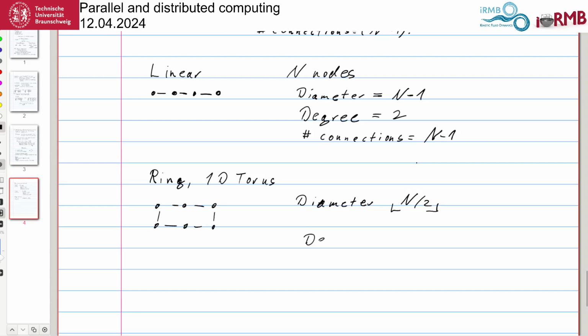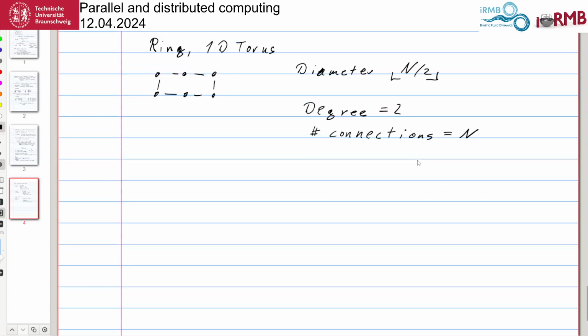Right. So the degree of this thing is obviously also 2, and the number of connections is n. Yes, it's wrong on my sheet. The number of connections now is n.